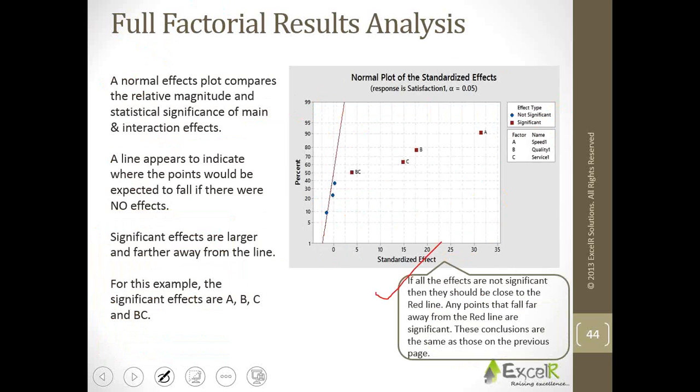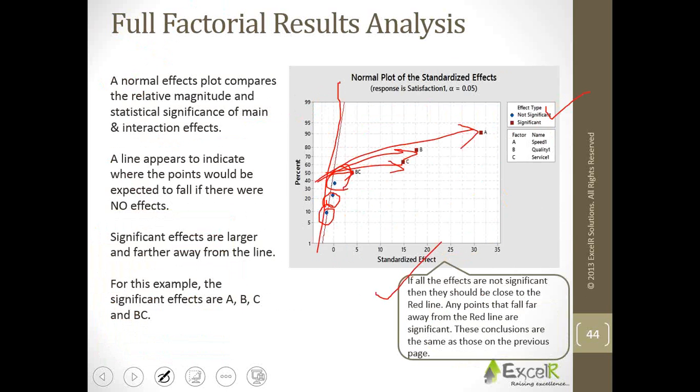So let us read this and understand. If all the effects are not significant, then they should be close to the red line. So these three are not significant. It's given here in the legend also. Blue means not significant. Any point that falls far away from the red line, for instance BC, C, B, A, etc., is significant. Why? Because they're beyond this red line.